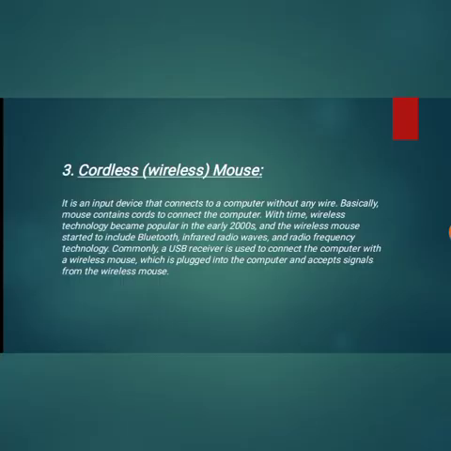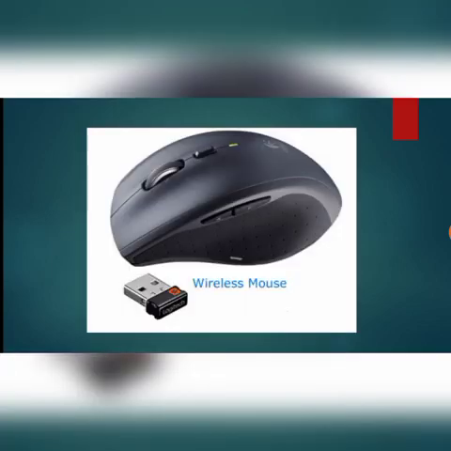Cordless or wireless mouse. It is an input device that connects to a computer without any wire. Basically, a mouse contains cords to connect to the computer. With time, wireless technology became popular in the early 2000s, and the wireless mouse started to include Bluetooth, infrared radio waves, and radio frequency technology. Commonly, a USB receiver is used to connect the wireless mouse to the computer, which is plugged into the computer and accepts signal from the wireless mouse. This is a picture of a wireless mouse.